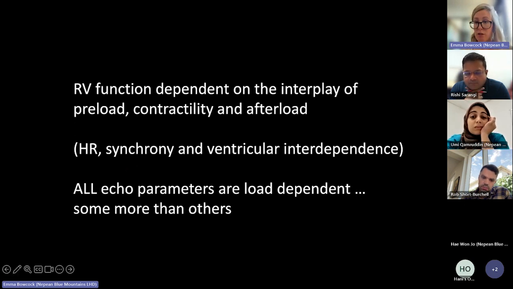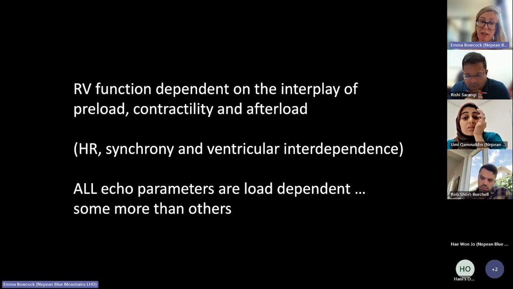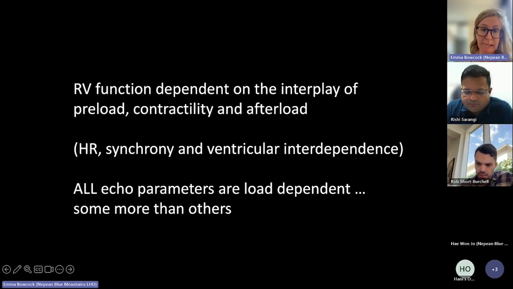So we talked about RV size, RV function, which is obviously dependent on the interplay, like LV function, of preload, contractility, and afterload, but also on heart rate, rhythm, synchrony, RV synchrony, and ventricular interdependence as well. And pretty much all of the echo parameters that I'm going to show you are load dependent. You need to bear that in mind when we're interpreting them, and some are more load dependent than others.